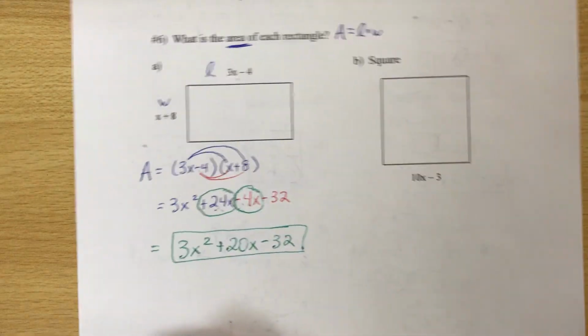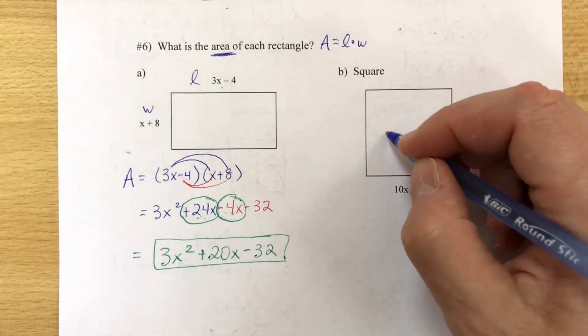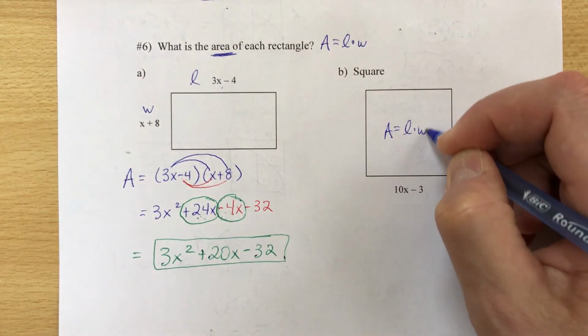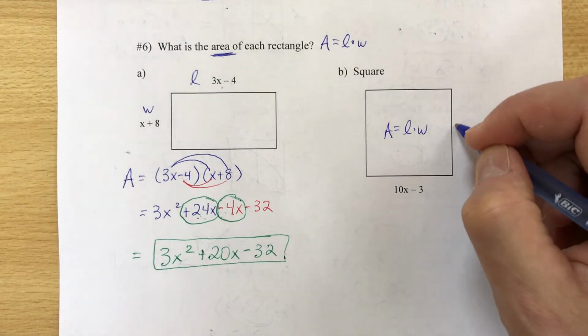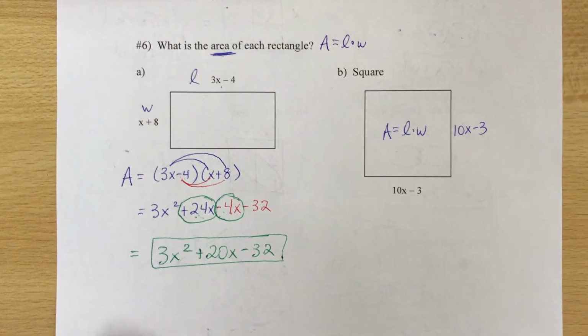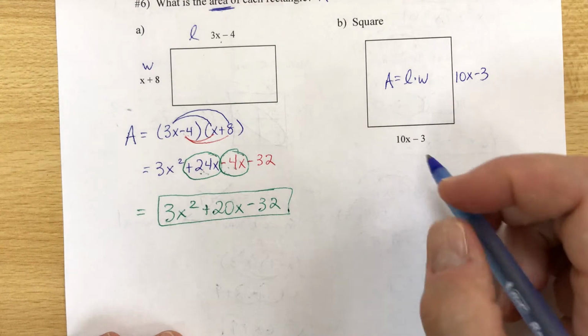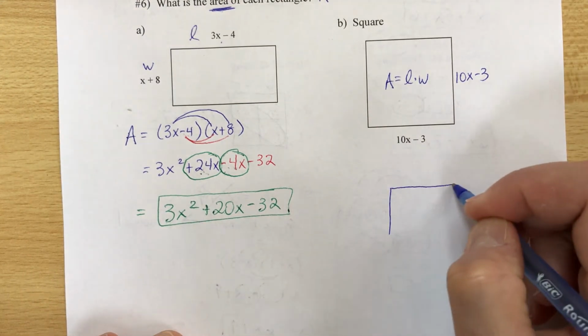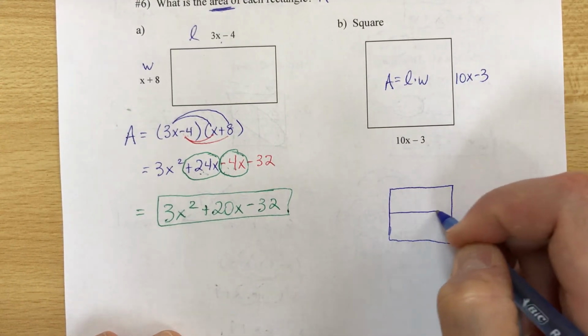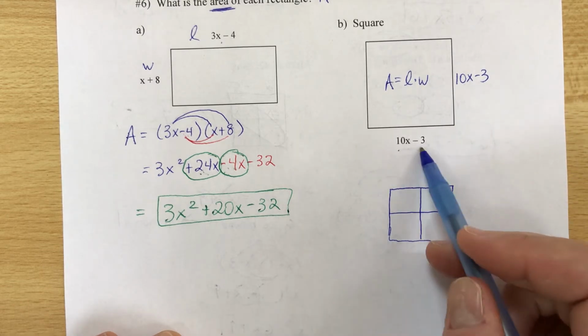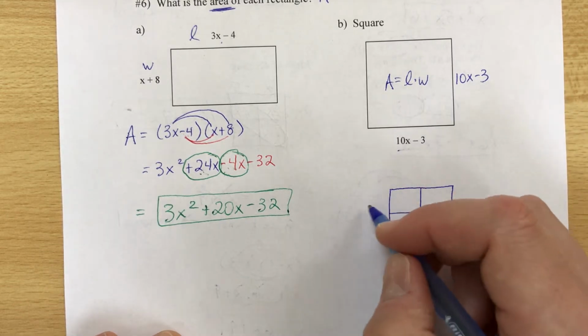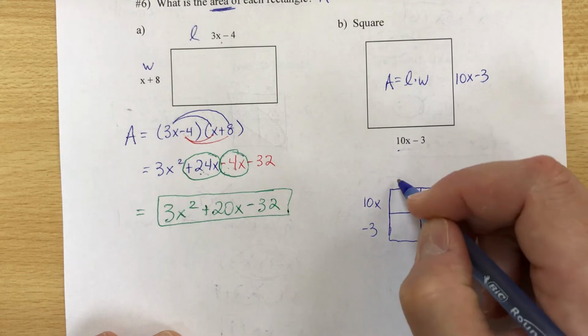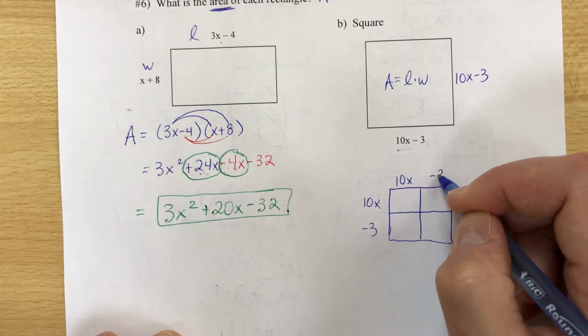All right, the last one here, we have a square. Well, a square is also length times width, except the length and the width of a square are the same. That's what it means to be a square. So we're going to do, let's do this one as a box. We'll do 4 squares because we have a binomial times a binomial. So 10x minus 3 times 10x minus 3.